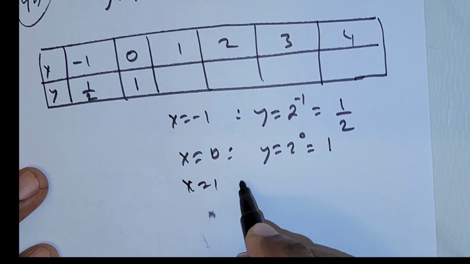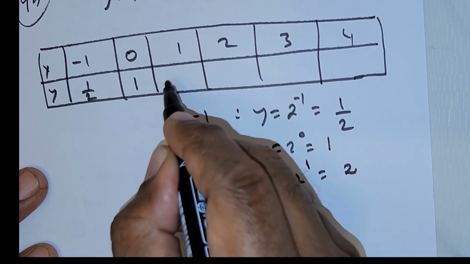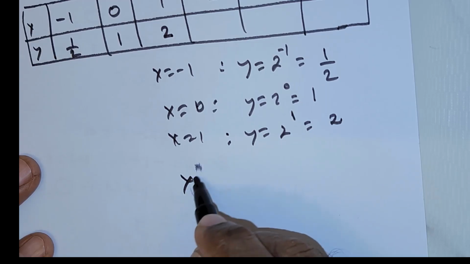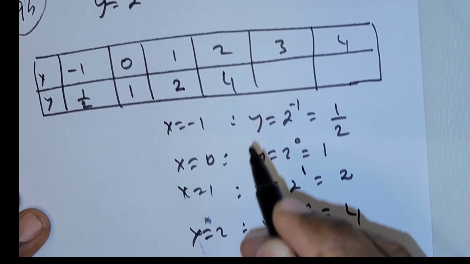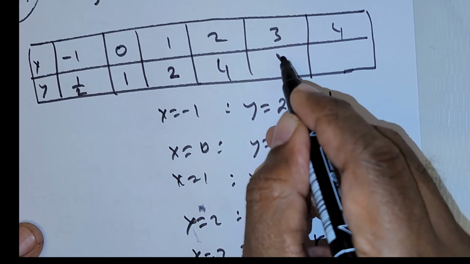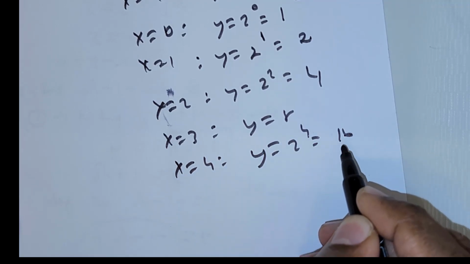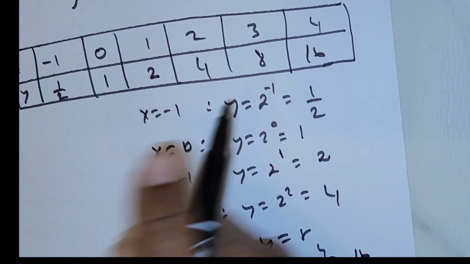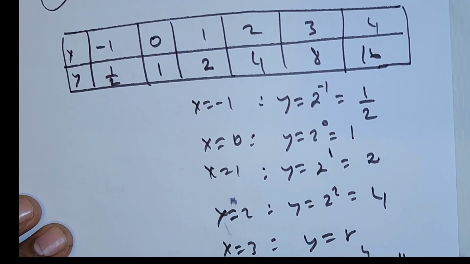Now when x is equal to 1, y is 2 raised to the power of 1, which is nothing but 2. And x is equal to 2, y is 2 raised to the power of 2, which is 4. And x is equal to 3, y is equal to 8. This is given. And x is equal to 4, y is 2 raised to the power of 4, which is nothing but 16. So we have completed the table. That answers the question. Now we have to draw the graph.